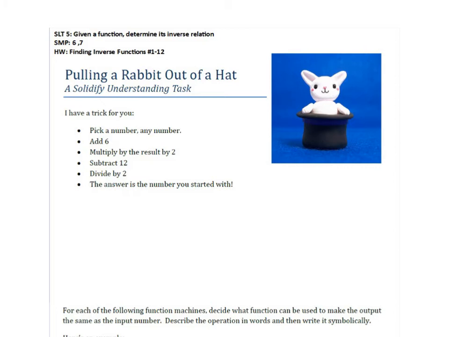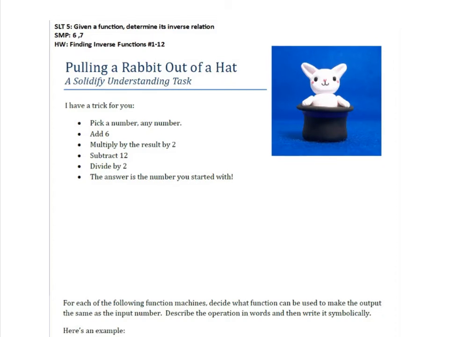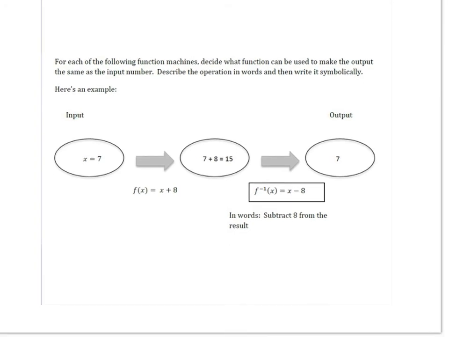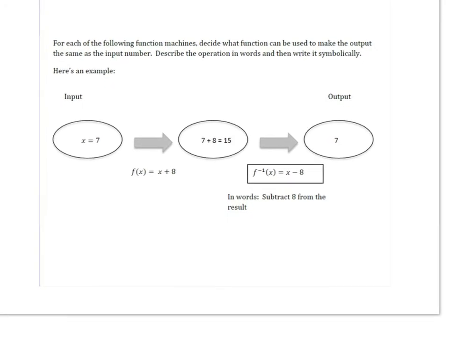So if you turn the page again in your packet, we are going to continue with practicing finding the inverse relation or the inverse function for a given function. And if we scroll down, or halfway down your page, they give us an example. So it says, for each of the following function machines, decide what function can be used to make the output back to the same as the input. Describe it in words and write it symbolically.